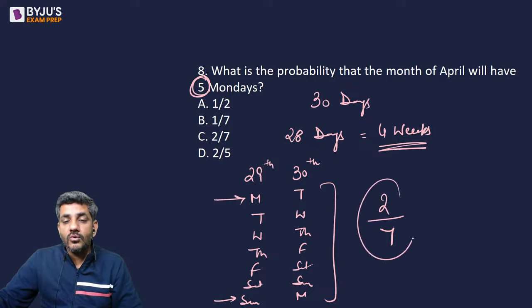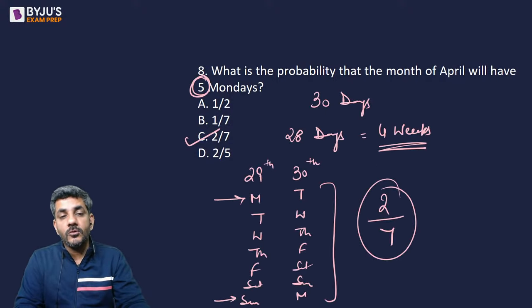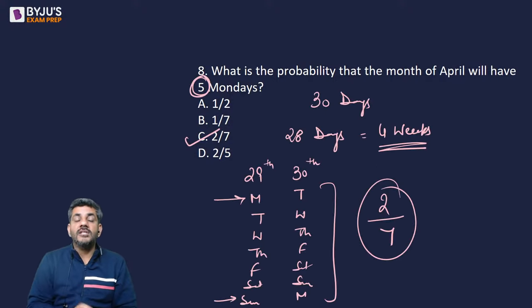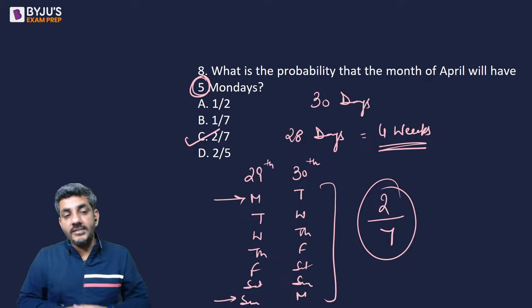So out of 7, 2 cases are favorable. So the correct answer for this question is option C, which is equal to 2 by 7. That out of total 7 cases, in 2 cases we get an extra Monday, or you can say 5 Mondays in the whole month.